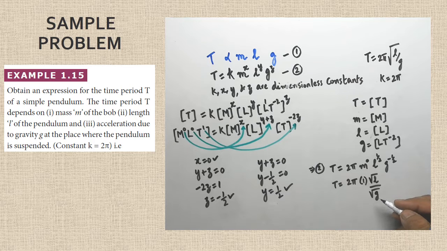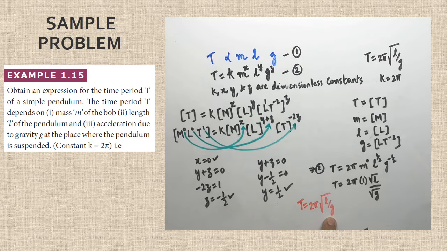Look at the equation now. Now you have got a new equation. T is equal to 2 pi square root of L by G. So the final obtained expression is T is equal to 2 pi square root of L by G. So finally it is concluded that the time period of the pendulum is directly proportional to the square root of the length of the pendulum, and the time period is inversely proportional to the square root of the acceleration due to gravity.